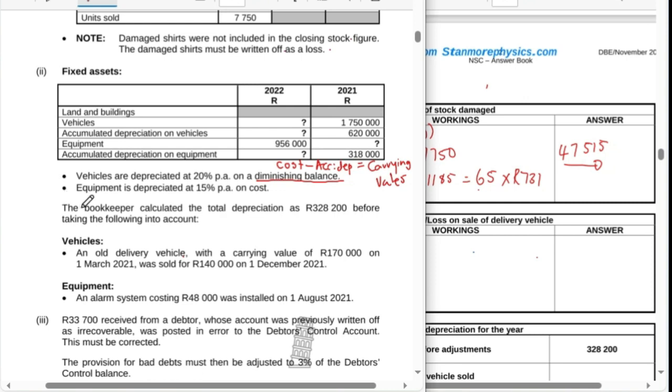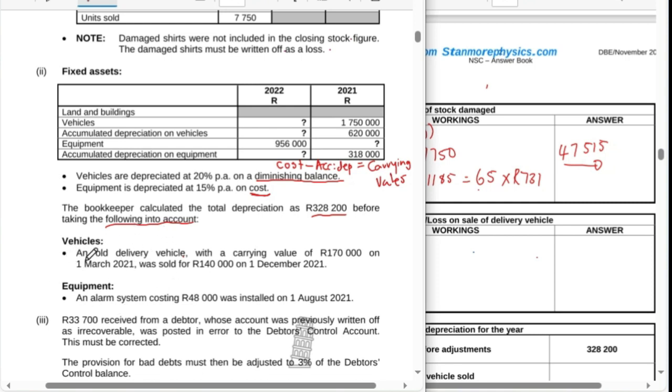And then point number 2, equipment is depreciated at 15% per annum on cost. So equipment is only what? Calculated at cost, meaning we're just going to take the cost of the equipment multiplied by the percentage, straightforward. And then the bookkeeper calculated total depreciation as 328,200 before taking the following into account. So now they have already provided us with total depreciation as this much, but before taking the following into account, meaning these ones need to be added.